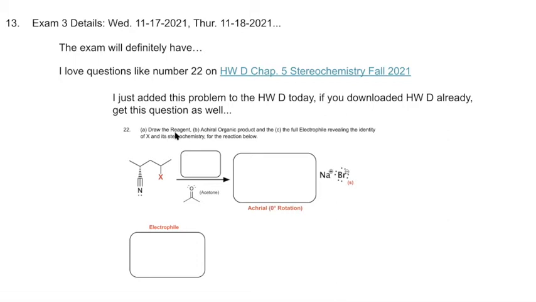You draw out the reagent right here and the product. And the key thing is the product is achiral. So once you figure out what this product can be, it has to come from this. It's an SN2 reaction. It's achiral, so you have to figure out what this could be. And then once you figure this out, you figure out the reagent, and then you draw the electrophile and define the stereochem of X there. So it's got SN2 and stereochem stuff.